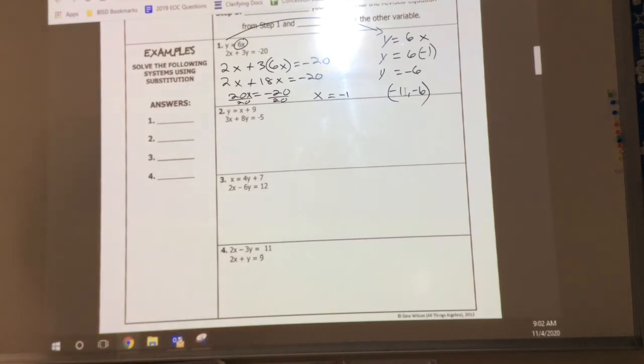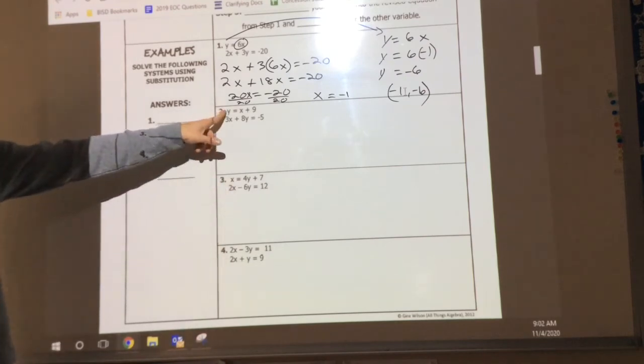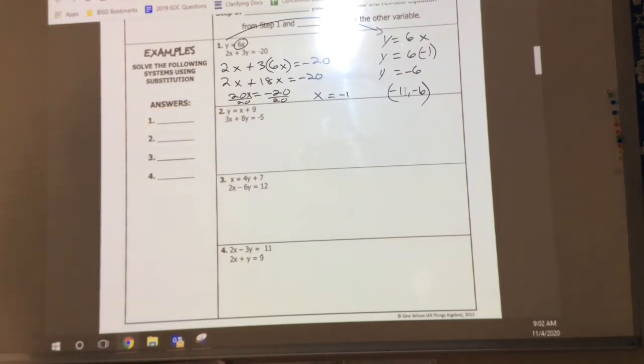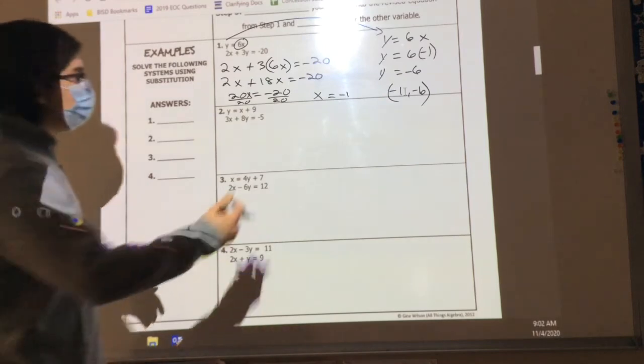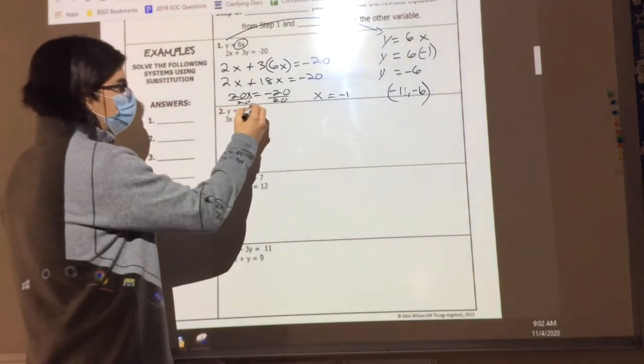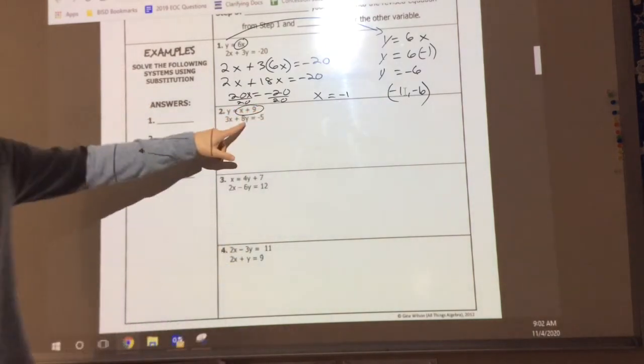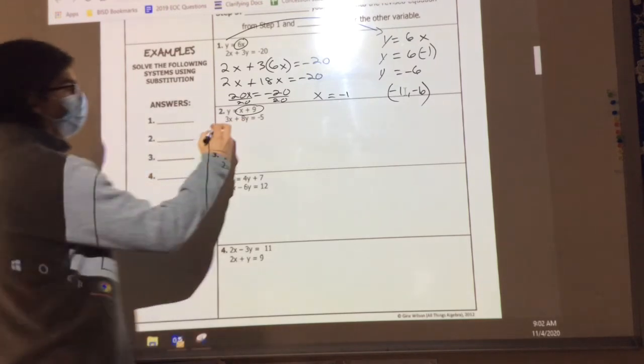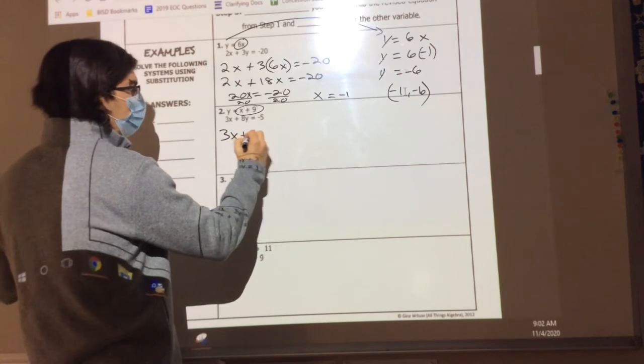Now, notice on number 2, it's giving me the y value again. So which one do you think I should go ahead and plug this in for? Plug in for the y. You don't have to. You can make your choice. We'll talk about that for number 3. What I'm going to do is take the y, which is equal to x plus 9, and input it for the y in this second problem. So now I'm going to have 3x plus 8.